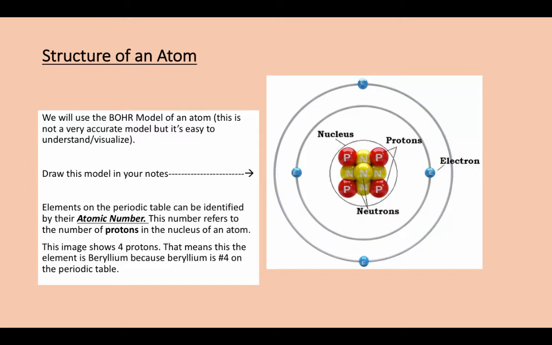Another example, which this model on the right is showing, you can see that there are 4 protons, the red circles in the nucleus. If something has 4 protons, it has to be beryllium. Beryllium is number 4 on the periodic table.